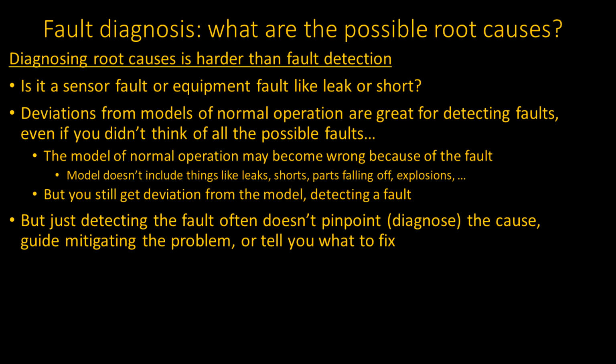Deviations from models of normal operation are really great for detecting the faults, even if you didn't think of all the possible faults. The model of normal operation might become wrong because of the fault. The model doesn't include things like leaks or shorts, parts falling off, explosions, and so on, but you'll still get a deviation from the model, even in the more extreme, rare kinds of events. So you will detect a fault. But your problem here is still just that detecting it doesn't tell you what the cause was, and as a result, it doesn't guide you in mitigating the problem or tell you what to fix.